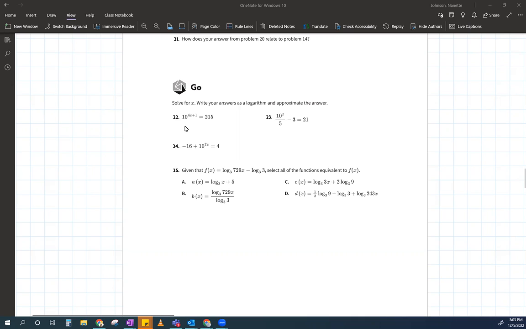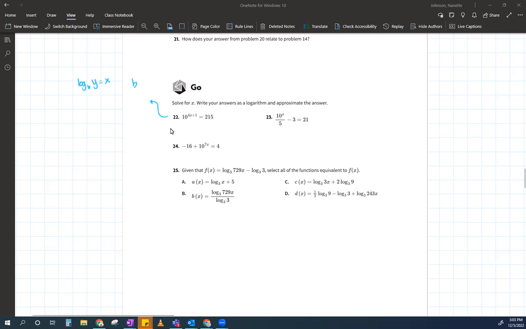All right, so here goes: 10 to the 4x plus 1 equals 215. We talked about how to either, number one, rewrite this using logs or undoing the exponential. So if I did rewrite this using logs, remember that log base b of y equals x means b to the x equals y. I think I use different letters every single time.